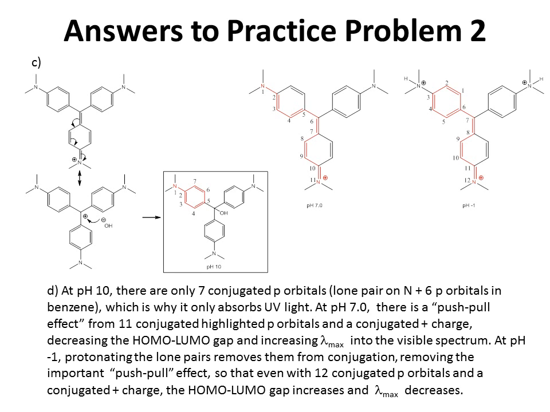So this is again a reminder of how important that push-pull effect is. Even with 12 conjugated p orbitals, one larger than the structure at pH 7, because we've eliminated the push-pull effect, we do not absorb at a longer wavelength. We actually absorb at a shorter wavelength.